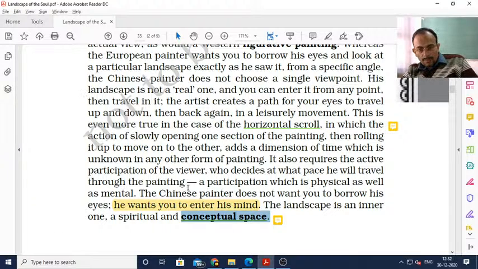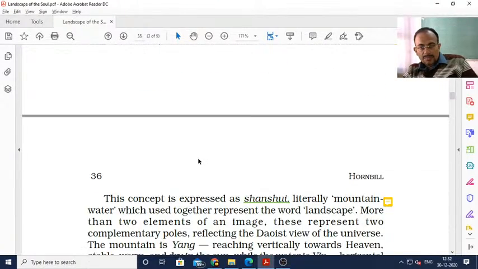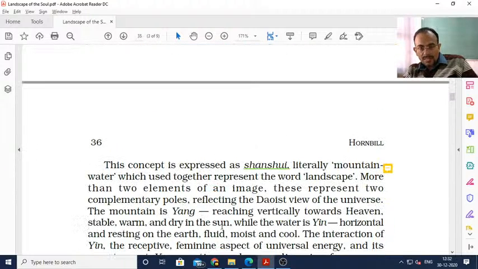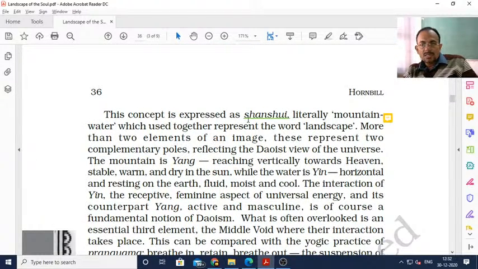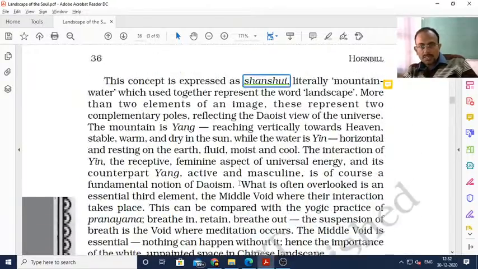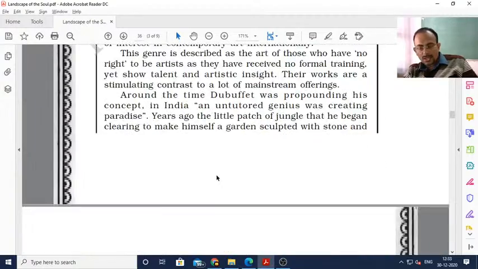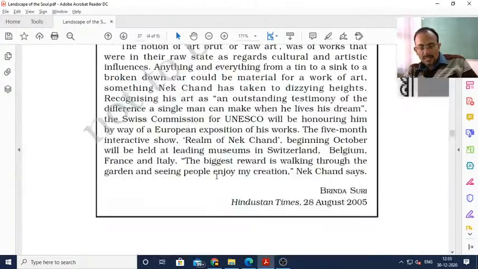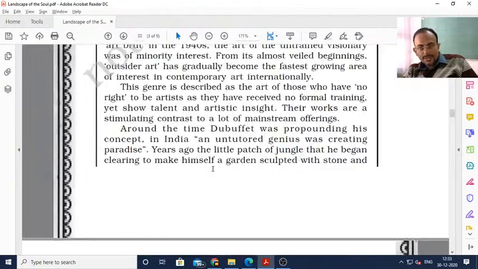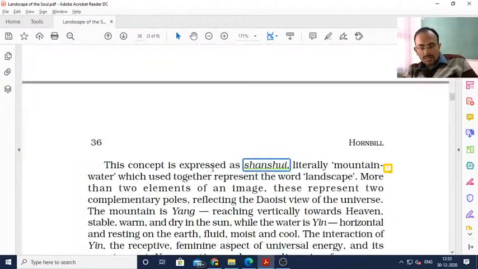Now the important concept. What is that conceptual space? Here it is described. This concept is expressed in shan shui. So dear students, I need another 10-15 minutes to explain the shan shui concept. So in my next class I shall wind up this lesson. Let us make it in two parts. In the next part I shall wind it up.